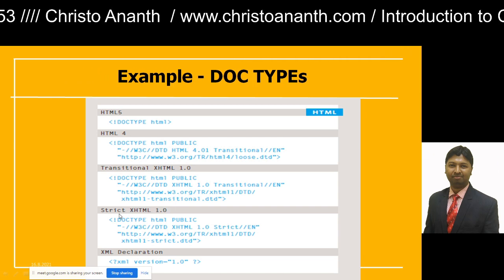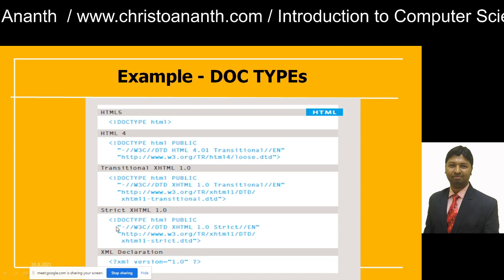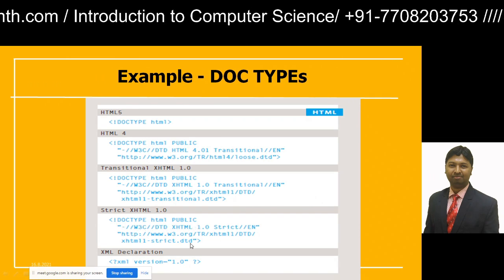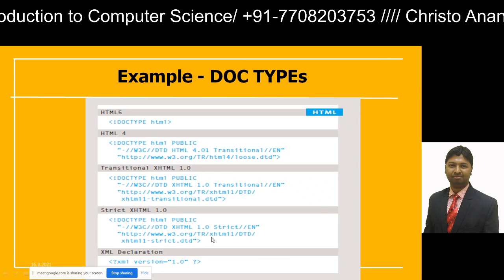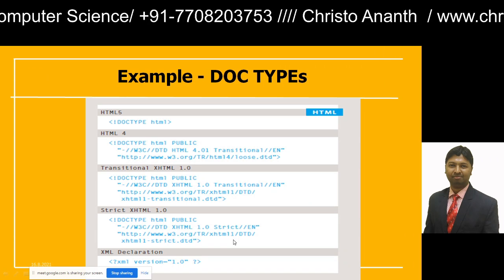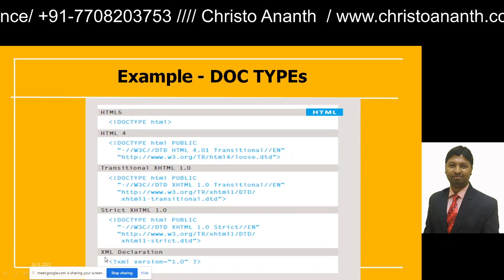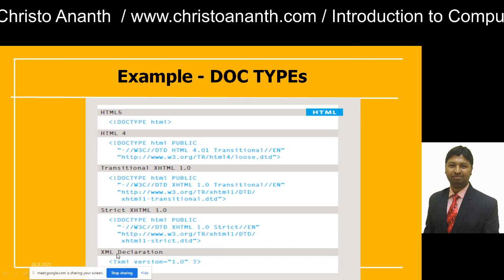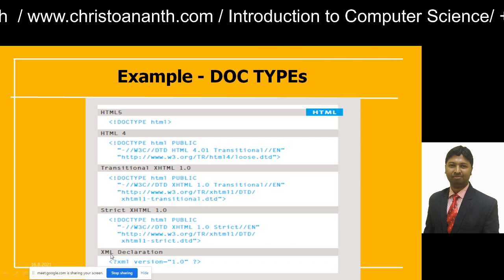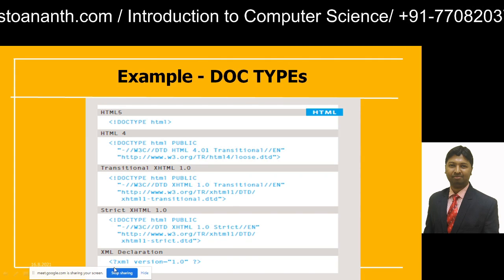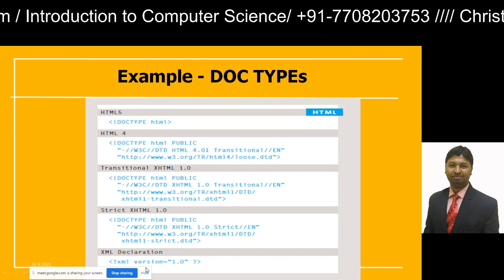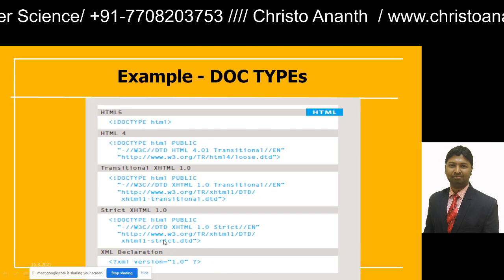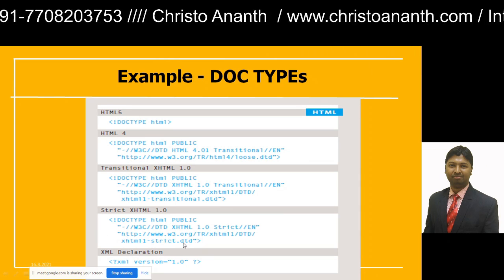For example, if it is the strict XHTML format, you have the exclamation symbol doctype html public, and you access w3.org/tr/xhtml1/dtd/xhtml1-strict.dtd. Then in the case of the XML declaration, you have question mark xml version equal to 1.0. This is actually optional, so this can be included before these XHTML tags.